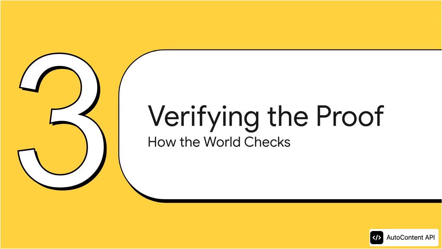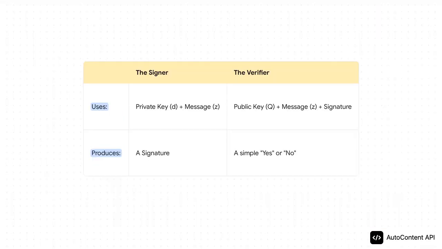Of course, a signature doesn't mean much if nobody can check it. So how does the rest of the world look at what you've signed and know for sure that it was you, without ever getting a peek at your secret key? This is the key difference. To create a signature, you have to use the secret, your private key. But to check it, all someone needs is the stuff that's public, your public key, the message itself, and the signature you created. They plug all that into a verification formula, and what comes out isn't another secret. It's just a simple answer. Yes, this checks out, or no, something's wrong here.